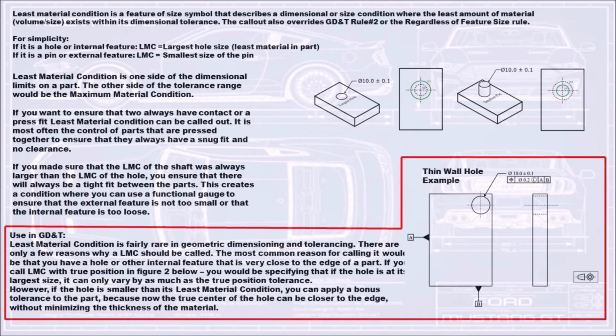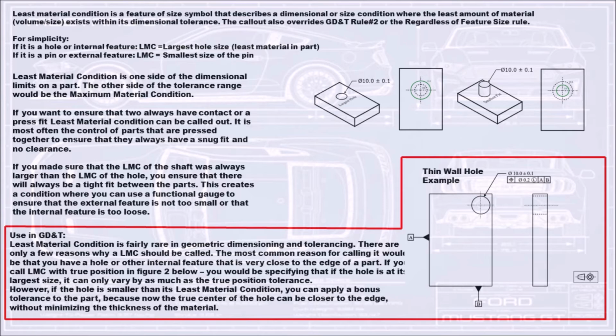Least material condition is a feature of size symbol that describes a dimensional or size condition where the least amount of material, volume and size, exists within its dimensional tolerance. The callout also overrides the GD&T regardless of feature size rule. For simplicity, if it is a hole or internal feature, LMC equals largest hole size, least material in part.